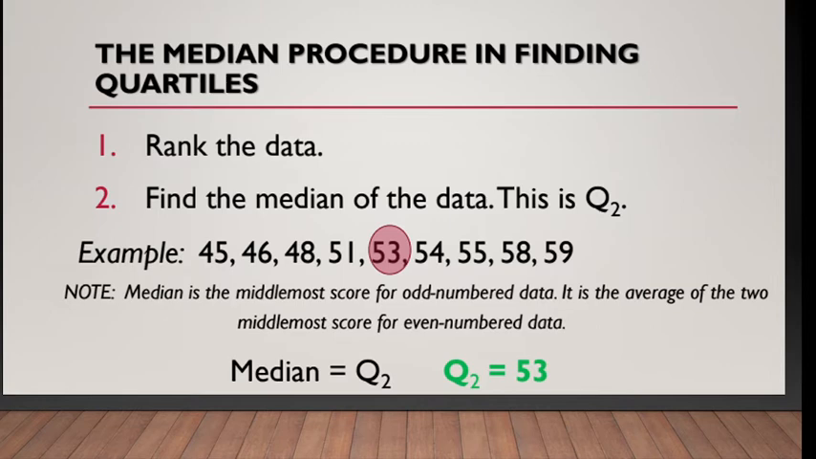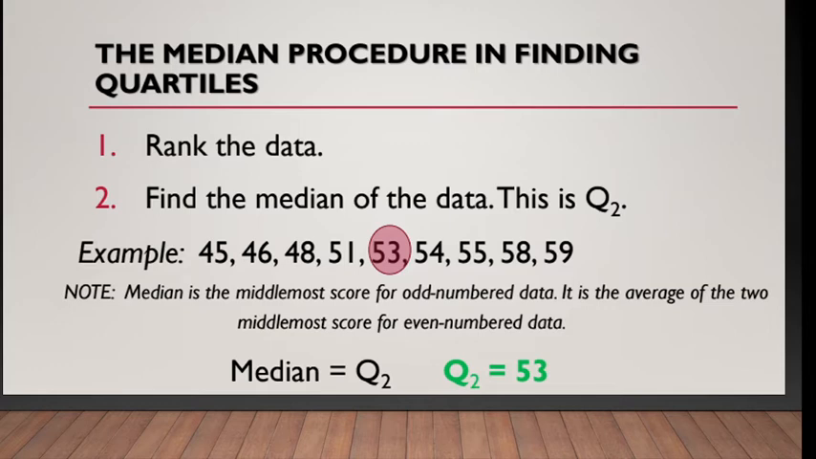The median procedure in finding the quartiles. In ranking the data, the numbers in the data should be arranged from lowest to highest in order. After ranking the numbers in ascending order, we shall proceed to the next step, which is finding the median of the data, which is the second quartile.